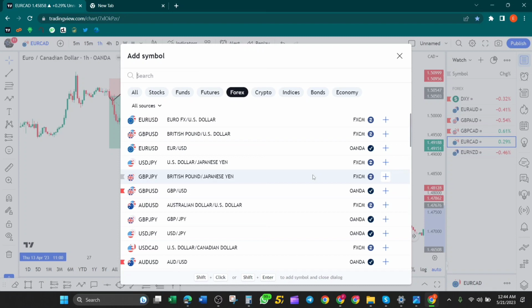So my advice would be simple. Just try to focus on a few pairs. If possible, you can just focus on one pair that performs very, very well, as long as it gives you 3 to 5 setups in a month and you have a good risk to reward of 1 to 3, for example, you are good to go.